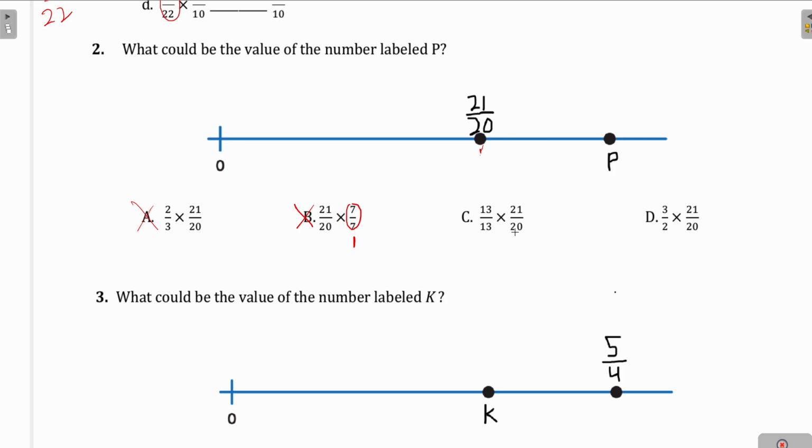Okay, let's look at this one now. 13 out of 13 times 21/20. Again, we have a fraction where the numerator is the same as the denominator, so that's equal to one whole. So this one is also in this same position here, so it's not P. It has to be this one now. So the last one that we're analyzing: here we have 3/2 of 21/20.